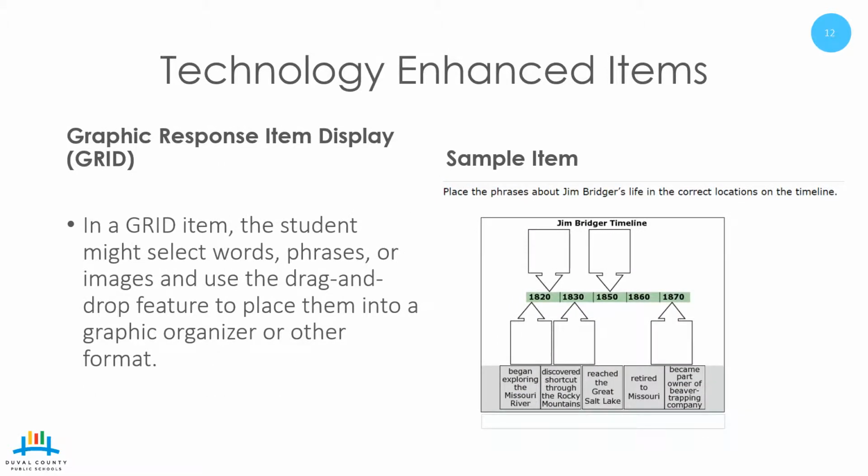The graphic response item display or grid items are going to be one of the more complex item types that your child will have to navigate while taking the FSA. In these particular items, students will select words, phrases, or even images and use the drag and drop feature to place them into a graphic organizer or other format. For these item types, it is going to be really important that your child reads the directions for these items very carefully.